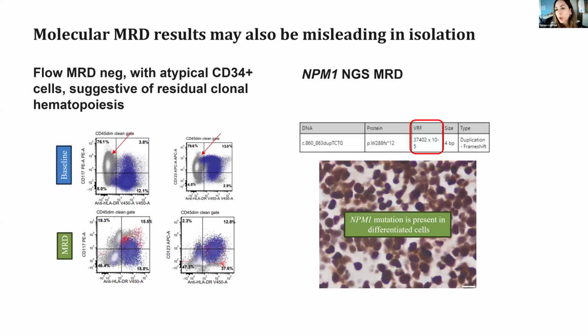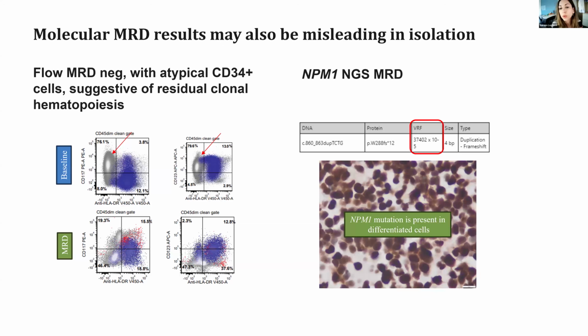But then if you look at the NPM1 NGS MRD, and by the way, this is a day 21 bone marrow, there's high levels of residual NPM1. This is equivalent to, so the VRF is equivalent to about a 37% VAF. But if you looked at this result in isolation, you would say that this patient actually has residual disease. But if you look at the NPM1 IHC, which we're fortunate to have as a marker to corroborate these results, you can see that the cytoplasmic staining is in the maturing myeloid cells.